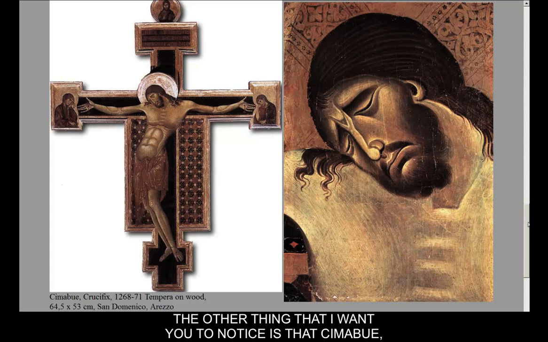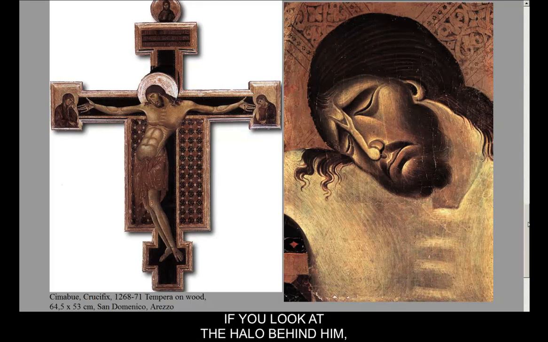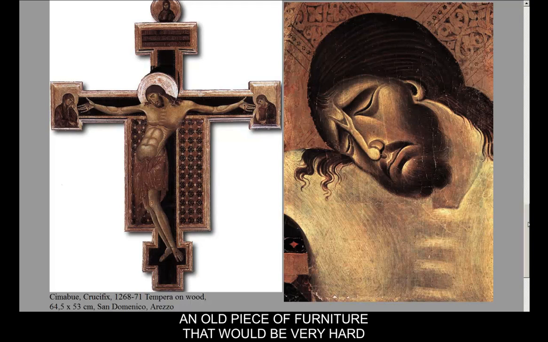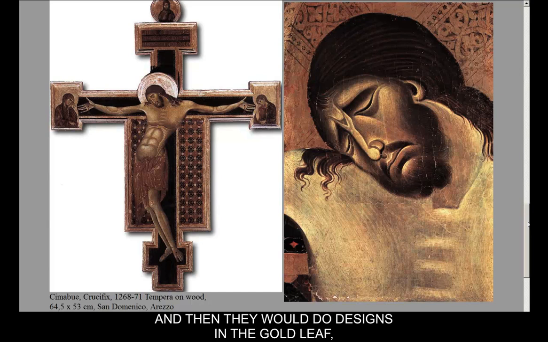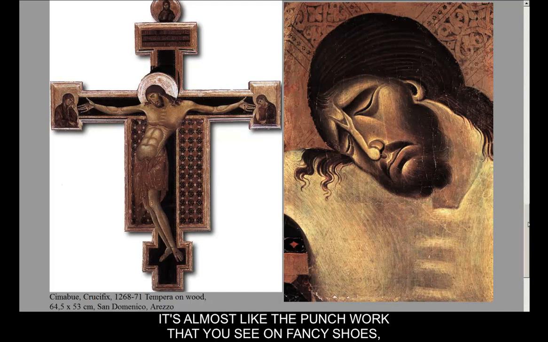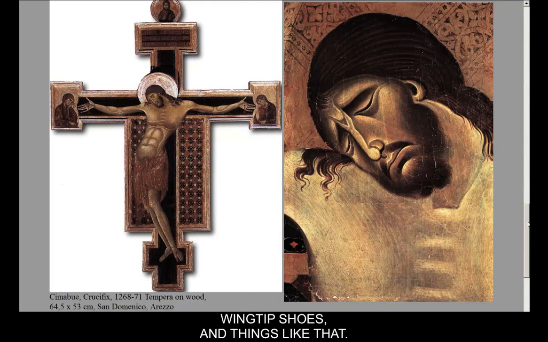The other thing that I want you to notice is that Cimabue, if you look at the halo behind him, it's gold leaf, which is basically on a panel made out of an antique wood, which would be something like an old piece of furniture that would be very hard and no longer have moisture or gases in it. And they would coat it with a coating called gesso, which is calcium carbonate, which is marble dust, on this petrified wood, and then they would glue gold leaf to that, and then they would do designs in the gold leaf, which is called punch work, and we can see that in the detail in the background. It's almost like the punch work that you see on fancy shoes, wingtip shoes, and things like that.